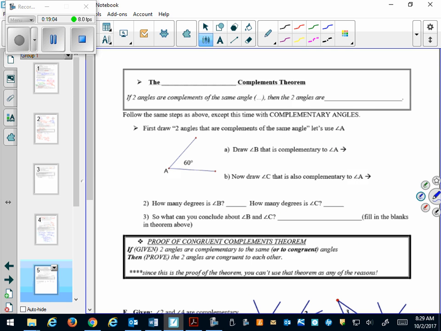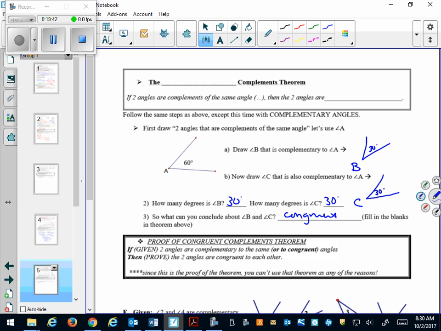So this is the same idea. Two angles that are complements of the same angle. So we could go through this process again. Draw angle B that's complementary to angle A. All right, so draw angle B over here. How many degrees would angle B have to be if it's complementary to A? Okay, 30 degrees. Now I'm going to draw angle C that's also complementary to angle A. How many degrees is that going to be? 30. So they're both 30 degrees. That makes them congruent to each other.